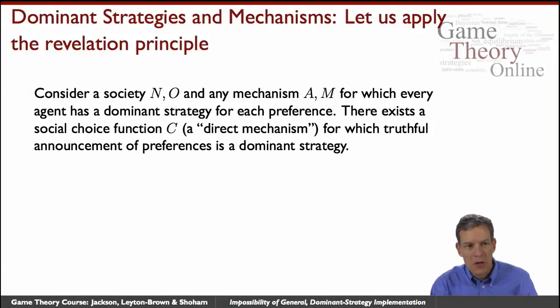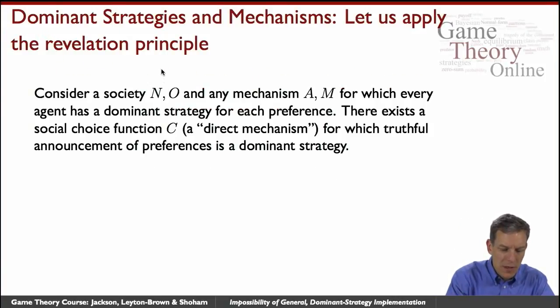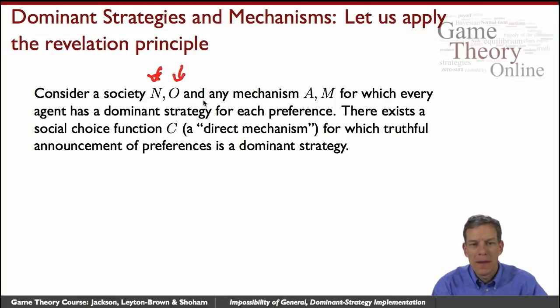And in particular, let's think of, we've got our society with n individuals, a finite set of outcomes O, and if we begin to think about designing mechanisms in this world, and we want one where every agent has a dominant strategy for each preference, we can invoke the revelation principle. And the revelation principle tells us that if we do have an indirect mechanism that has dominant strategies, we can just collapse that into a social choice function, a direct mechanism, where people just tell us directly their preferences, and then we give them the outcomes they would have gotten through the original mechanism for each announcement of their preferences.